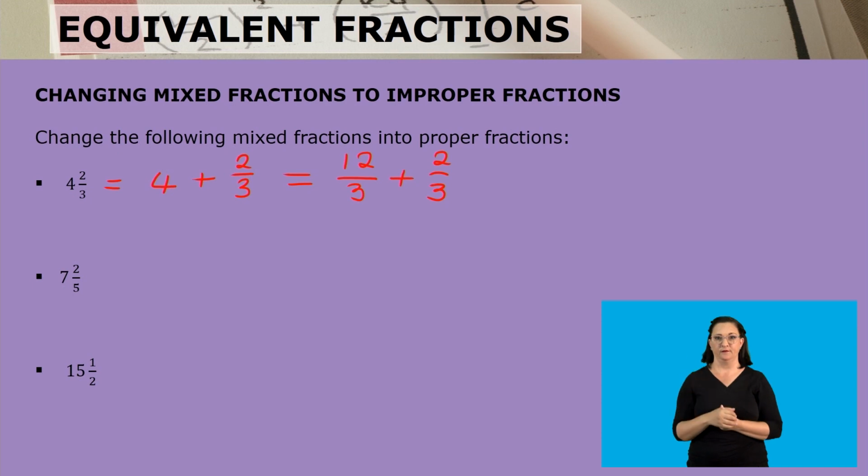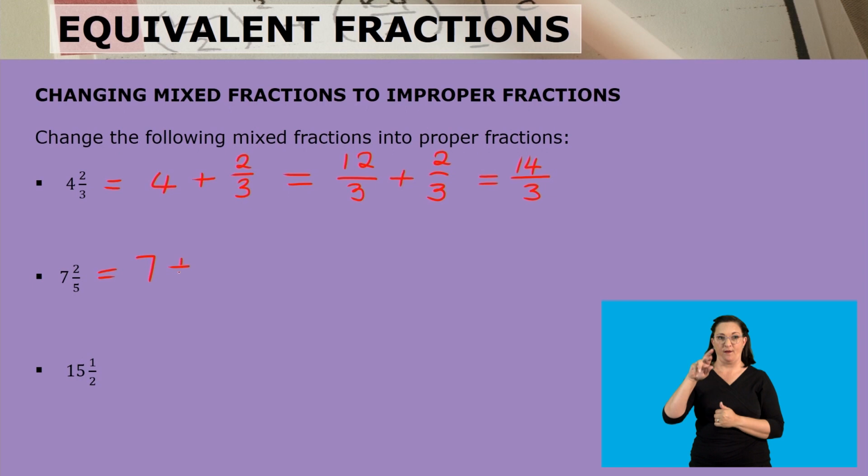And then when I add those two, we now have 12 thirds plus 2 thirds. And that is just going to give us a total of 14 thirds. And I've changed my number there into an improper fraction. The same with the following one.